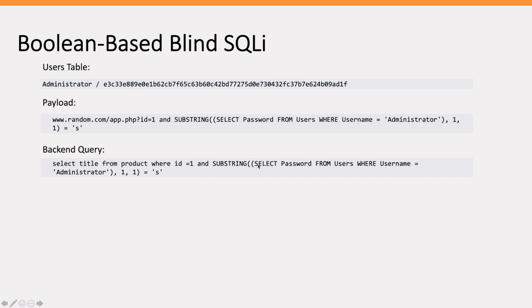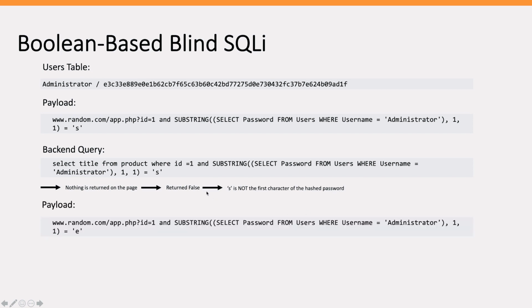True and false evaluates to false. And so the where clause evaluates to false, and you shouldn't see a title from the products page. And so nothing is returned on the page. That means it returned false. That means I know that S is not the first character in the hashed password.